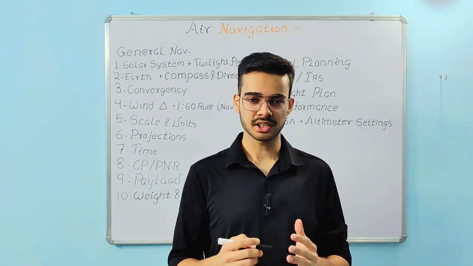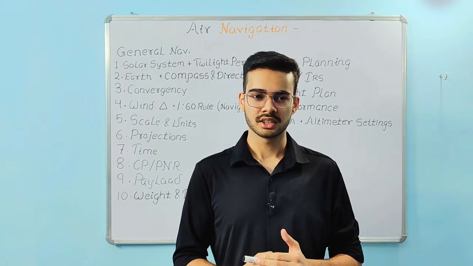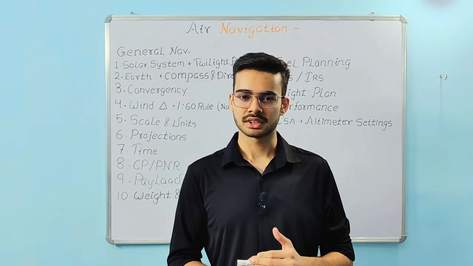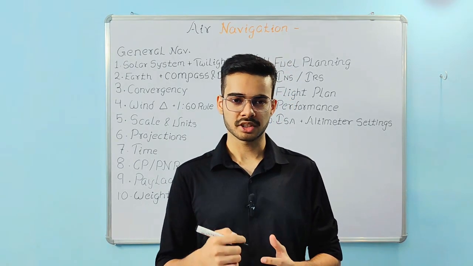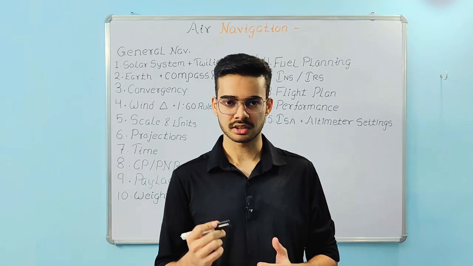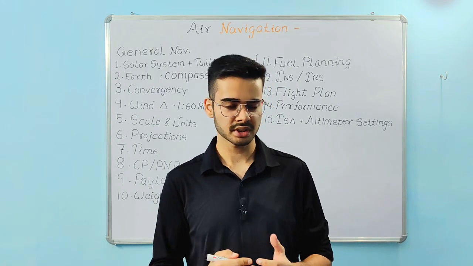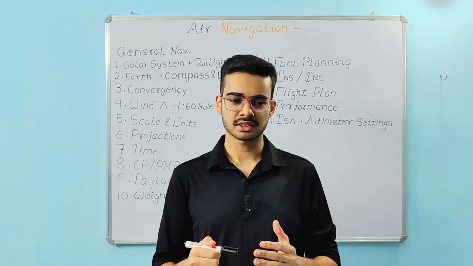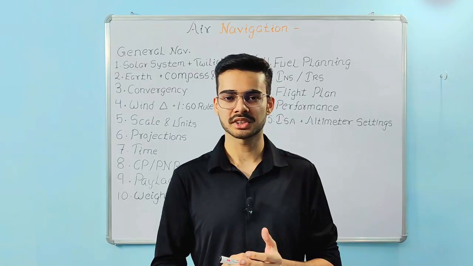and we will move to the second topic, Earth, compass and directions. Again, what's new about Earth? We have all studied it earlier, but we are going to see some new topics. Great circle, rhumb line, what are these? So these are actual things that pilots use in real life.